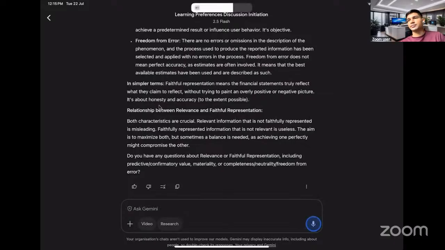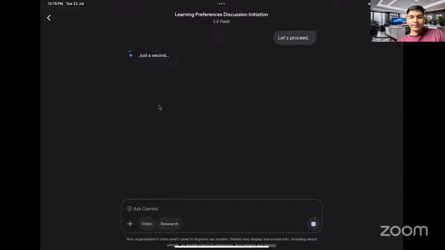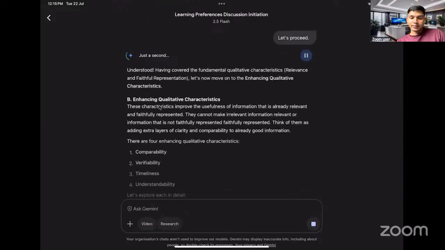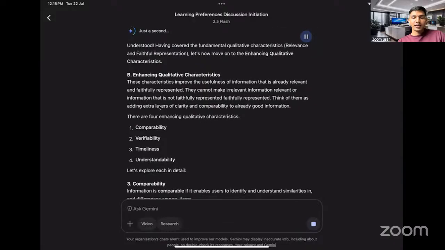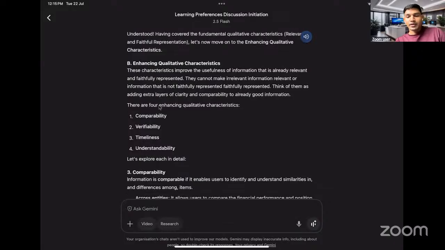Let's proceed. Our fourth topic. Having covered the fundamental qualitative characteristics, relevance and faithful representation, let's now move on to the enhancing qualitative characteristics. So we have done with the fundamental qualitative characteristics. Now we will start with enhancing qualitative characteristics.